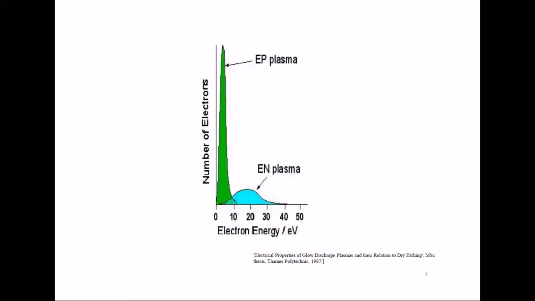Now, if you see the number of electrons with energy, the number of electrons in electropositive plasma is quite high, although they have less energy. In electronegative plasma, the number of electrons is quite low, which makes it difficult to sustain the plasma.